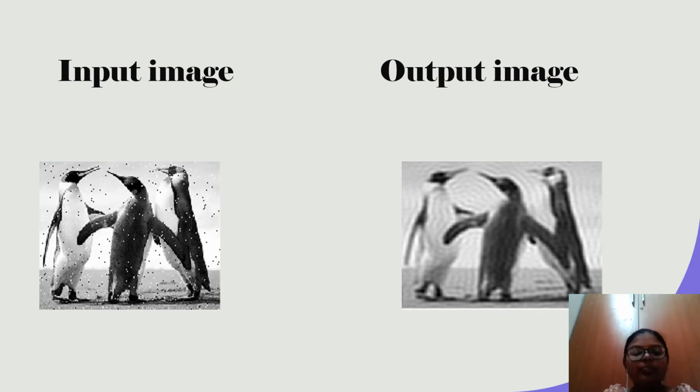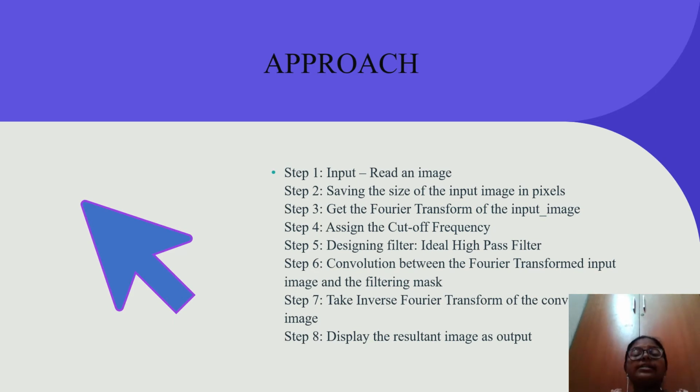Now I am going to give the approach. This is the approach if you are using ideal low pass filtering or ideal high pass filtering using MATLAB. You have to use these commands for your projects. First of all, you have to give the input and save the size of the input image in pixels. Every image is composed of pixels, you already know that. Now get the Fourier transform of the input image. I will tell about the Fourier transform in the next slide.